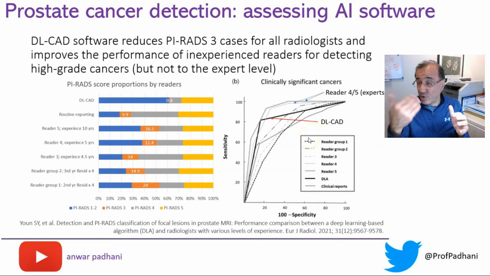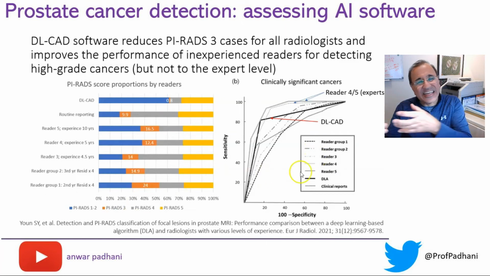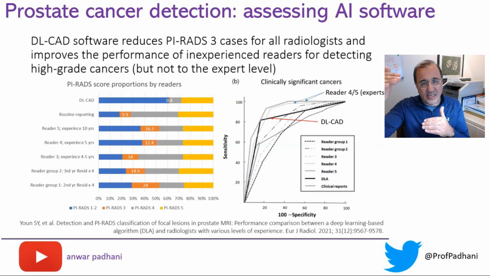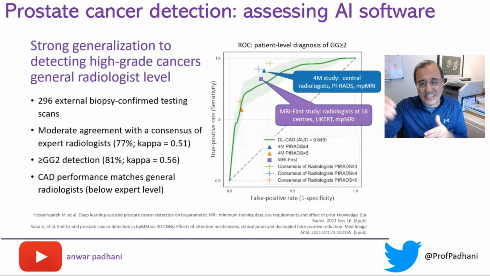But if you look on the right-hand side, you can see how the AI performs in terms of detecting clinically significant disease. And in this particular instance, you see that for the inexperienced user, the AI definitely improves the detection of high-grade cancers, but you'll notice it doesn't reach the level of the expert reader. In this particular instance, expert number 4 and 5. It just doesn't get that high. So it improves the junior radiologist's performance, but it doesn't get as high as a senior radiologist.